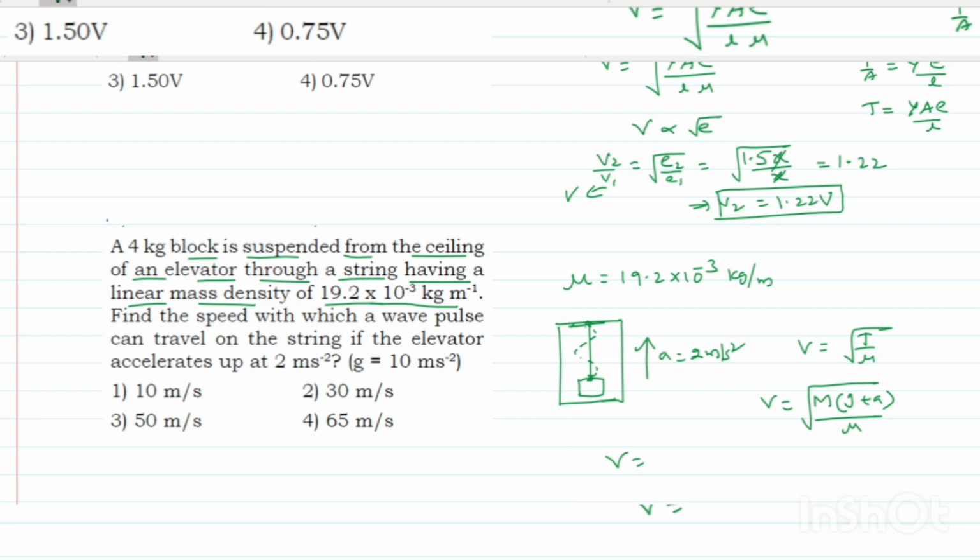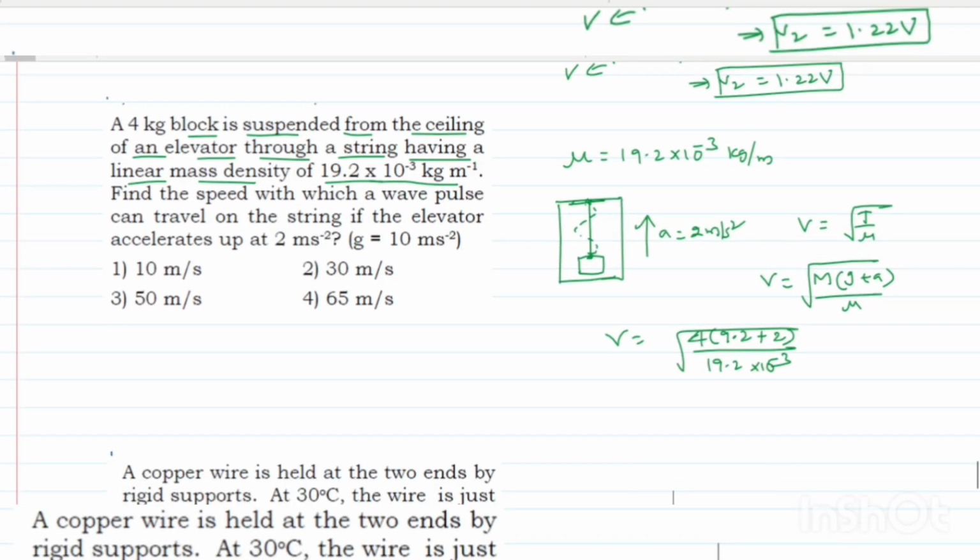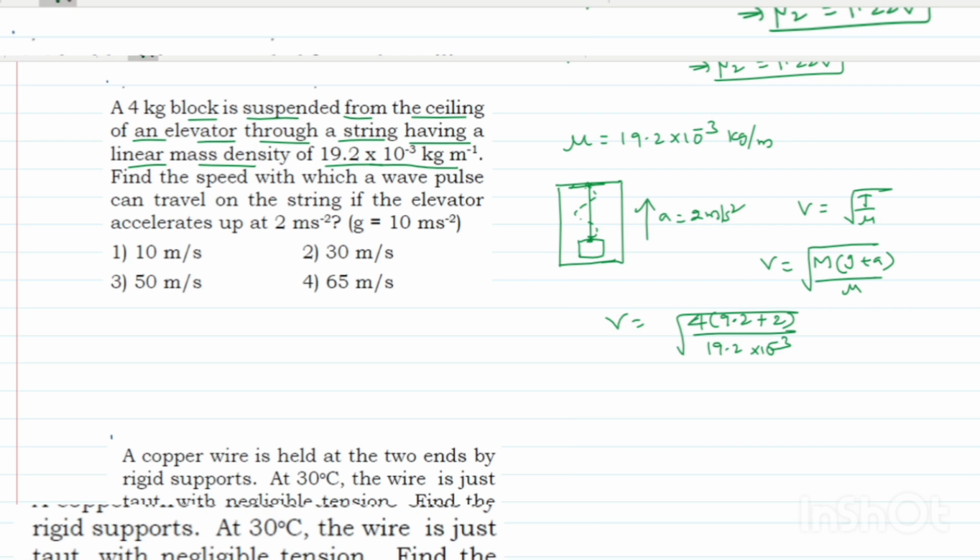The mass of the block is given as 4 kg, the g value you can take as 9.8, plus a is given as 2, and the linear mass density is given as 19.2 into 10 power minus 3. When you substitute, 9.8 plus 2 gives 11.8, 11.8 into 4 gives nearly 47.2, divided by 19.2. Bringing 10 power minus 3 into the numerator, it becomes 10 power plus 3.